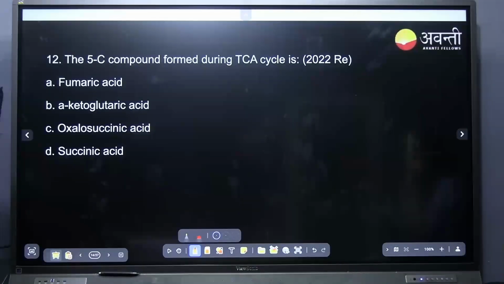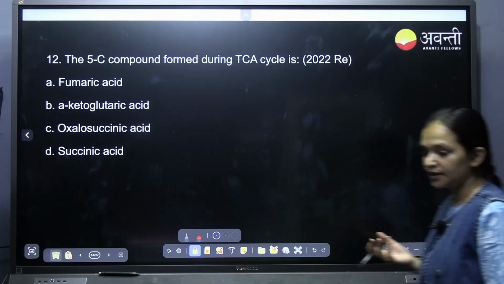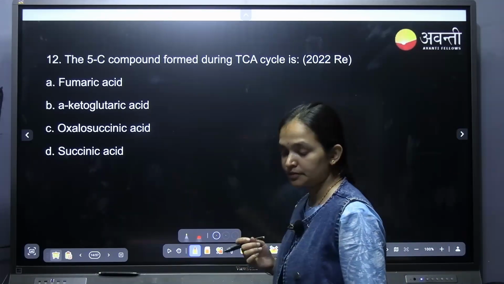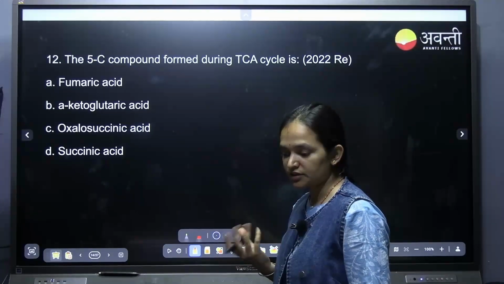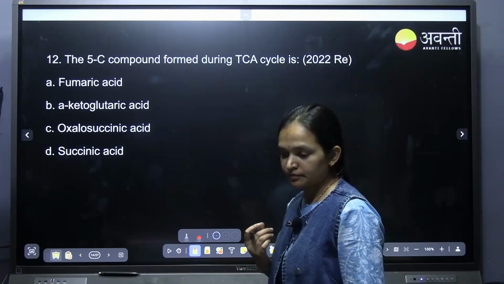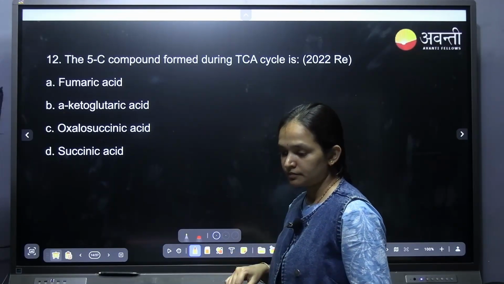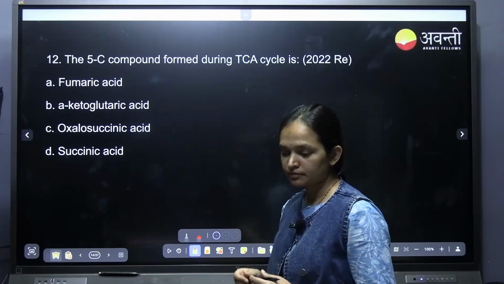5 carbon compound formed during the TCA cycle, tell me the answer children, which is a 5 carbon compound? Just now we discussed. Tell me.